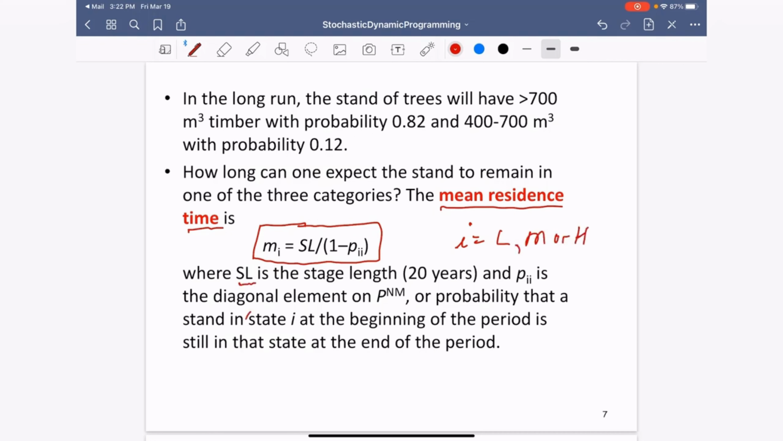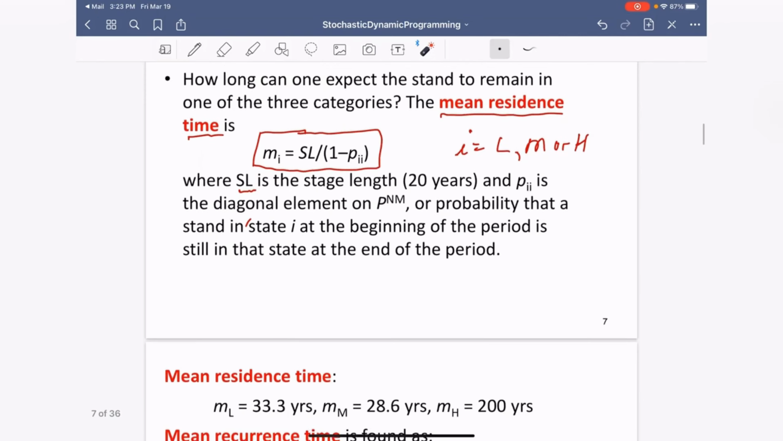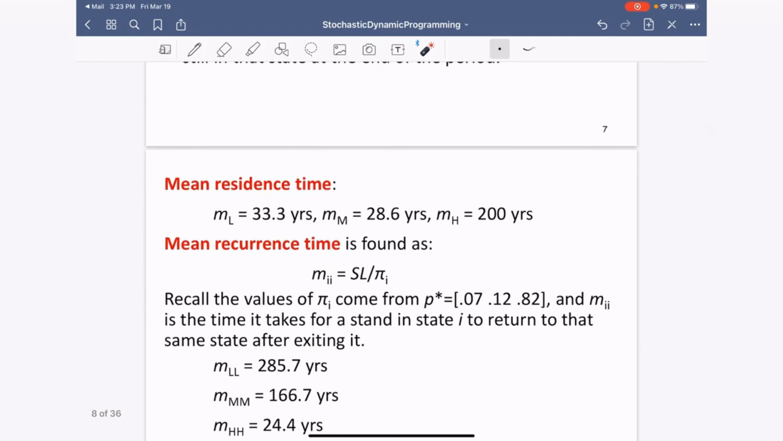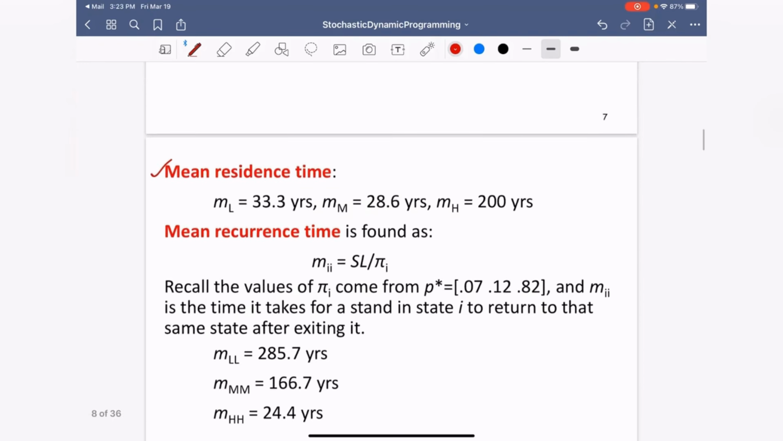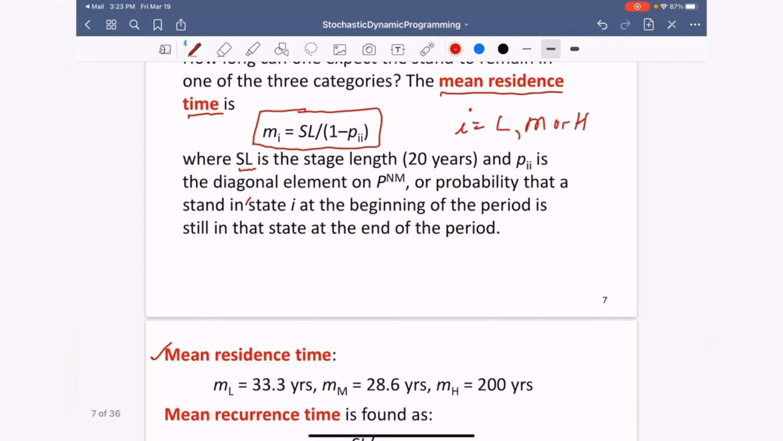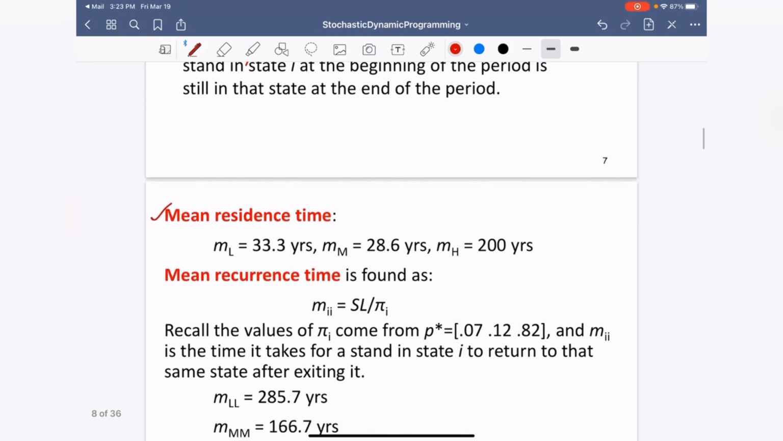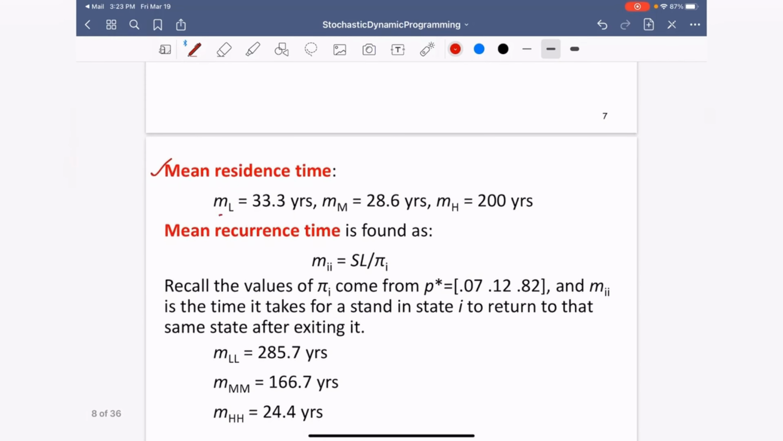SL is the stage length of 20 years. P_ii is the diagonal element on that matrix that we had above, or the probability that a stand is in state i at the beginning of the period and is still in state i at the end of the period. We also can calculate the mean residence time, and that's basically determined by that formula M_i, and we find that it will be in the low state 33 years, 28 years in the medium state, and that it stays in the high state for 200 years.